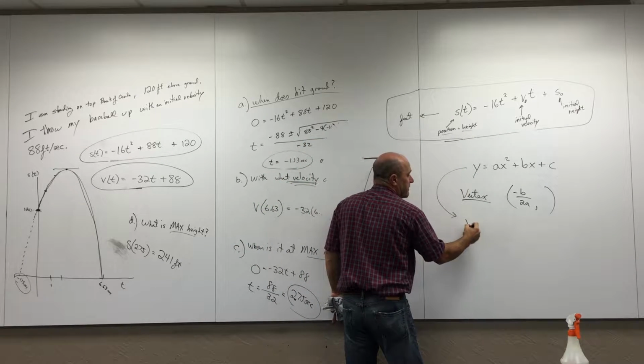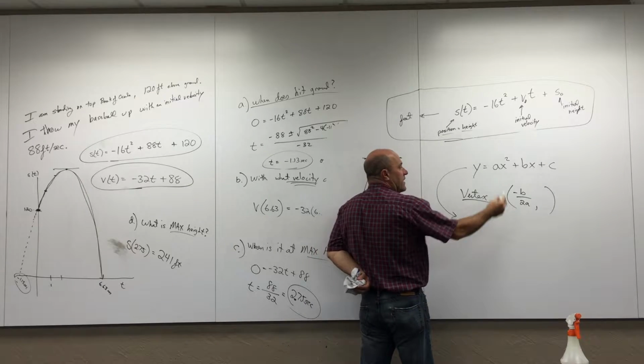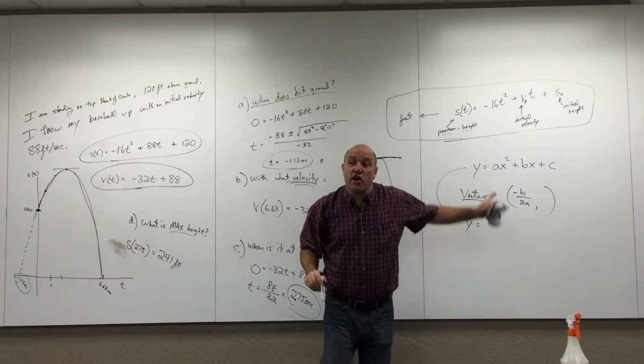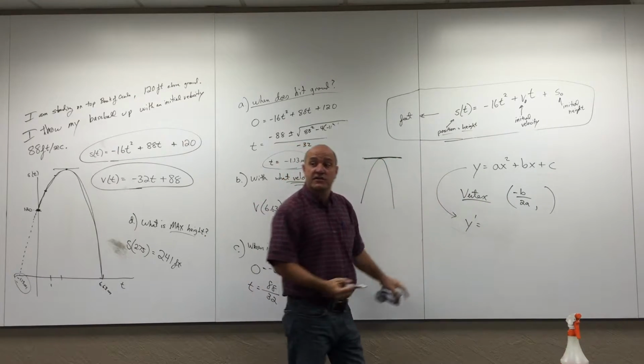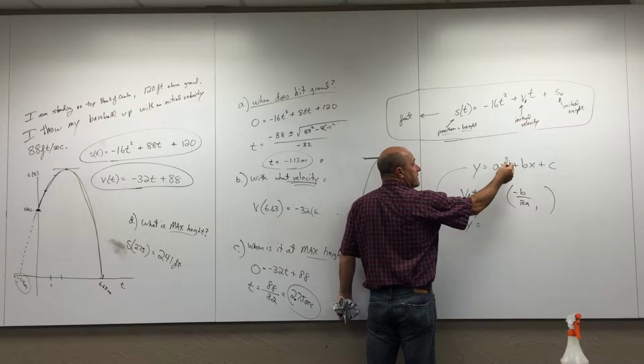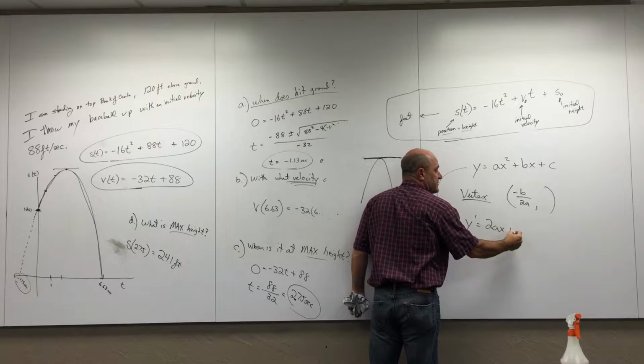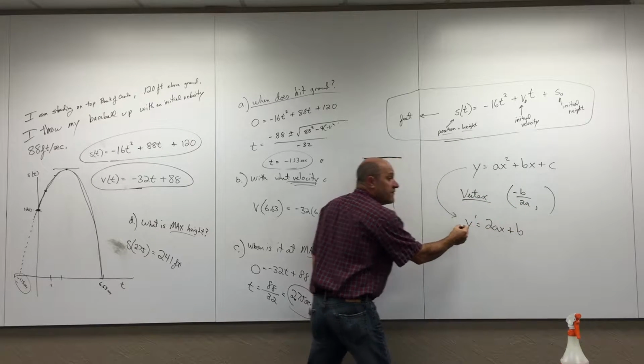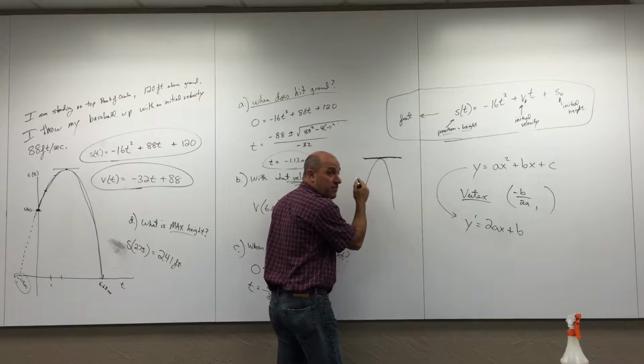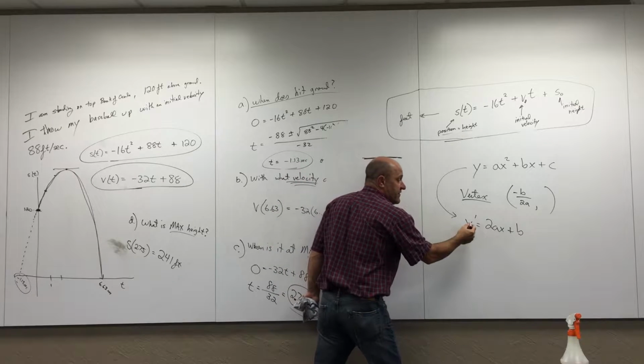What's the derivative? A and B and C are numbers. The variable is x. Can you please do this derivative? 2ax plus b. I said the derivative was 0. At a maximum point, or at the vertex, this derivative is 0.